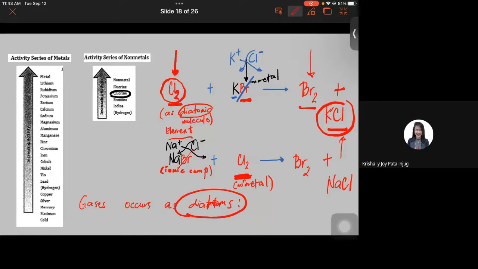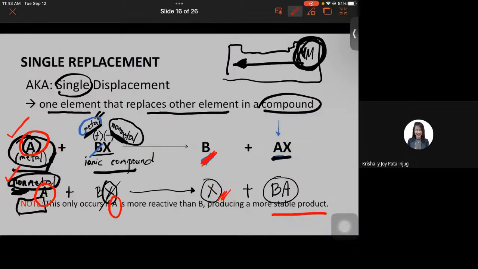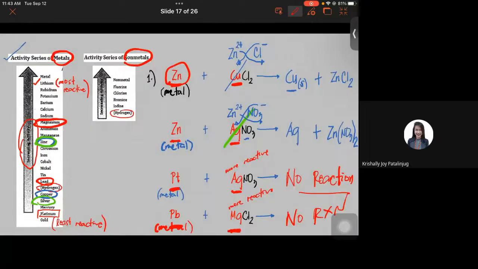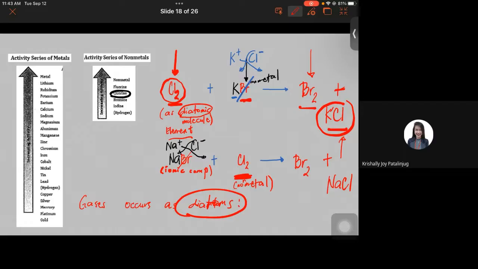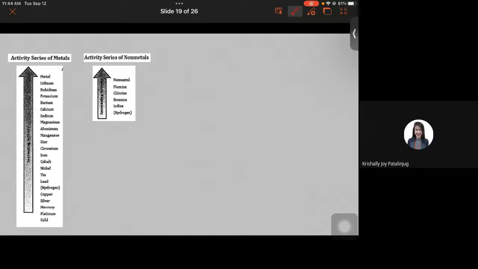Okay, so that's it. That's all about single displacement. So for you to predict, you have to know, practice how to predict products in a single displacement reaction because there will be questions later on, sa examination ninyo, wherein you will be asked to predict products for single replacement. Okay, so you should know this series, activity series of metals and also non-metals for you to know if the single element on the reactant side is more reactive ba or not.